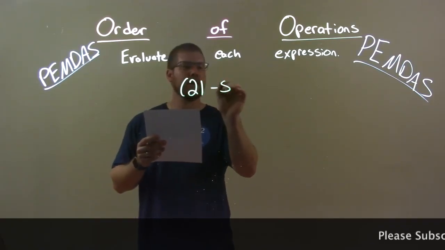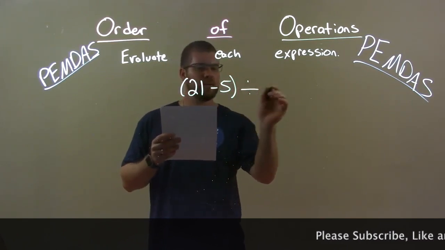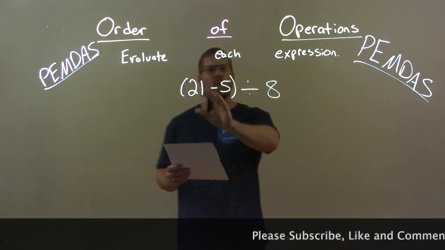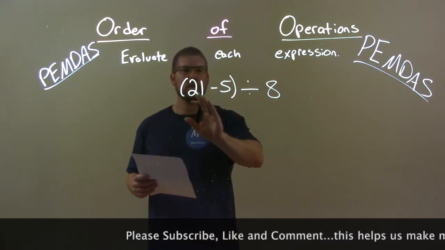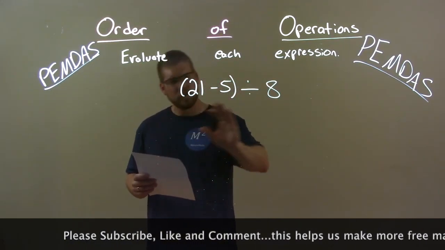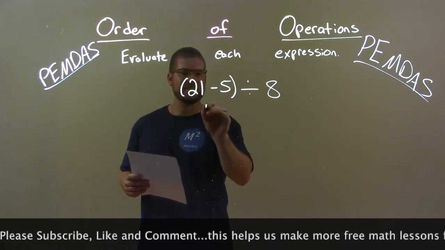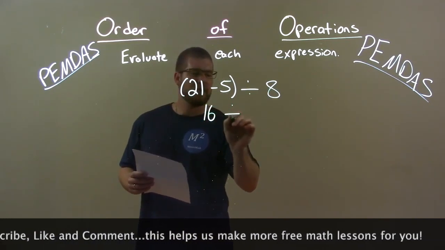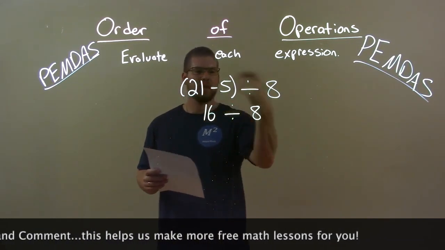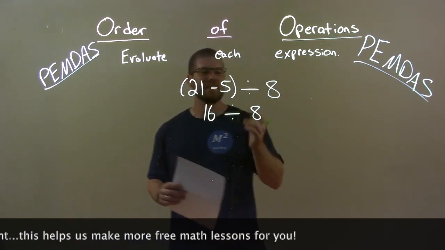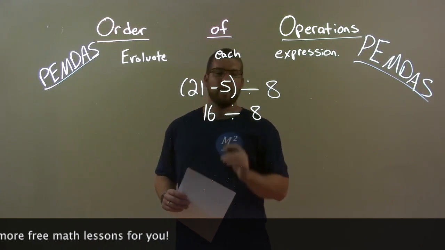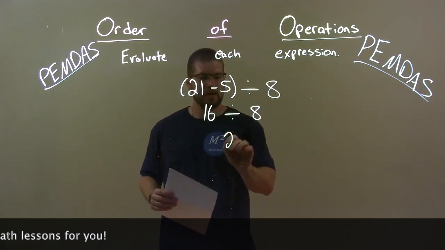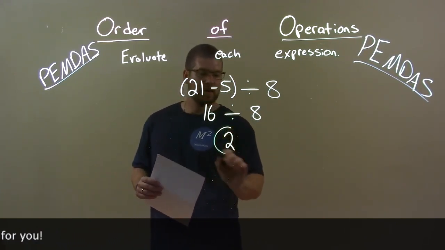(21 minus 5) divided by 8. Well, parentheses are first. 21 minus 5, we have to deal with what's inside the parentheses, is 16. Then we have that divided by 8. We can get rid of the parentheses here. Now we have 16 divided by 8. Well, 16 divided by 8 is 2. So our final answer here is just 2.